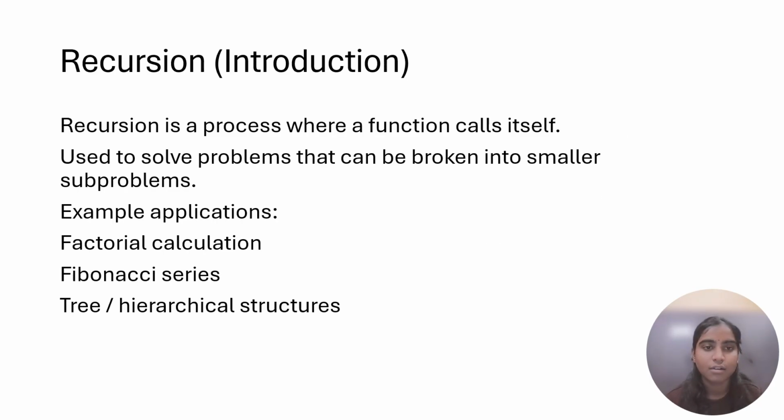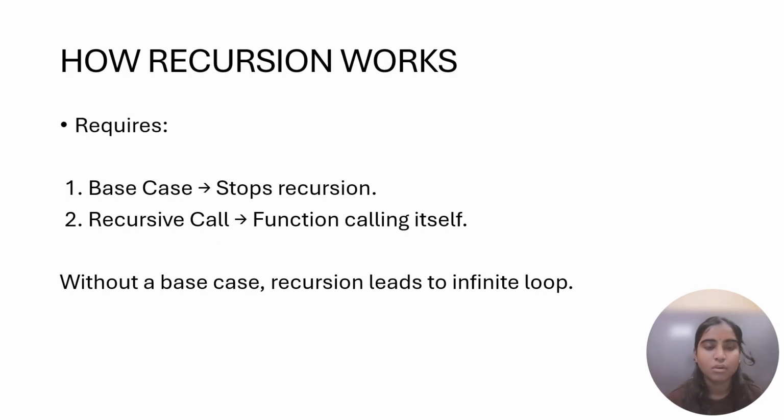So, recursion introduction. Recursion is a process where a function calls itself, used to solve problems that can be broken into smaller subproblems. Examples: factorial calculation, Fibonacci series, tree structures. So let's see how recursion works. It requires a base case and a recursive call. The base case stops recursion, and the recursive call is the function calling itself. Without a base case, recursion leads to an infinite loop.